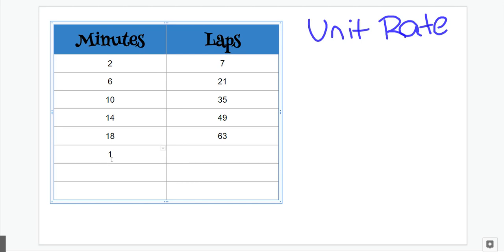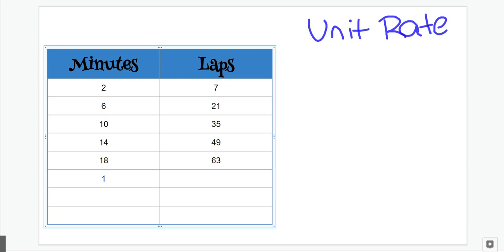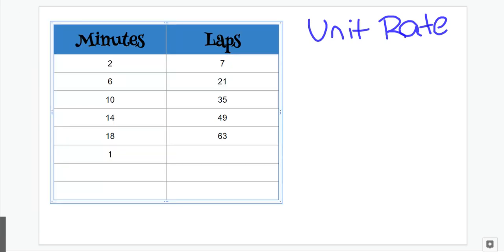So in order to go, I can either go from 2 to 1, or I can go from any other number there to 1. I'm going to go ahead and just do 2. I'm going to go from 18 to 1, and it'll be the same thing any other way I do it. So if I were to go from 18 to 1, in order to go from 18 to 1, I would have to divide by 18, because 18 divided by 18 gives me 1.